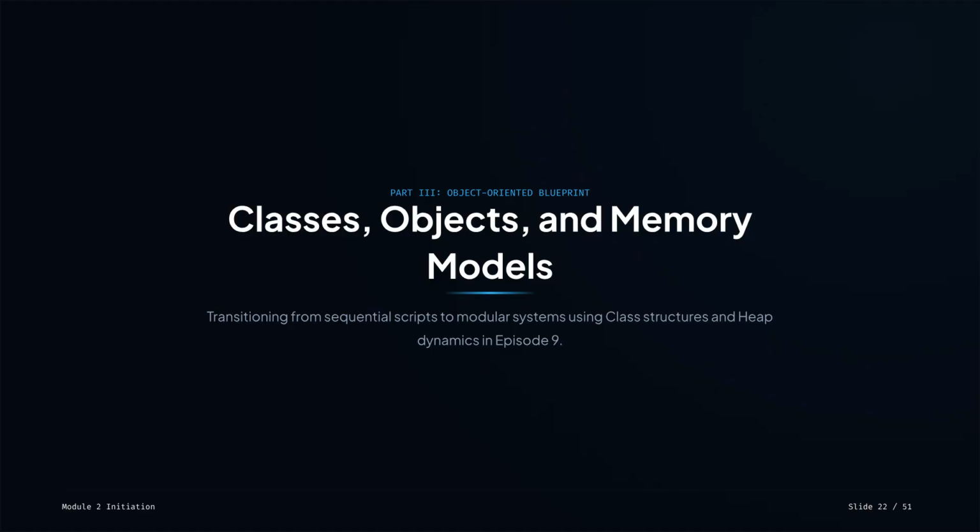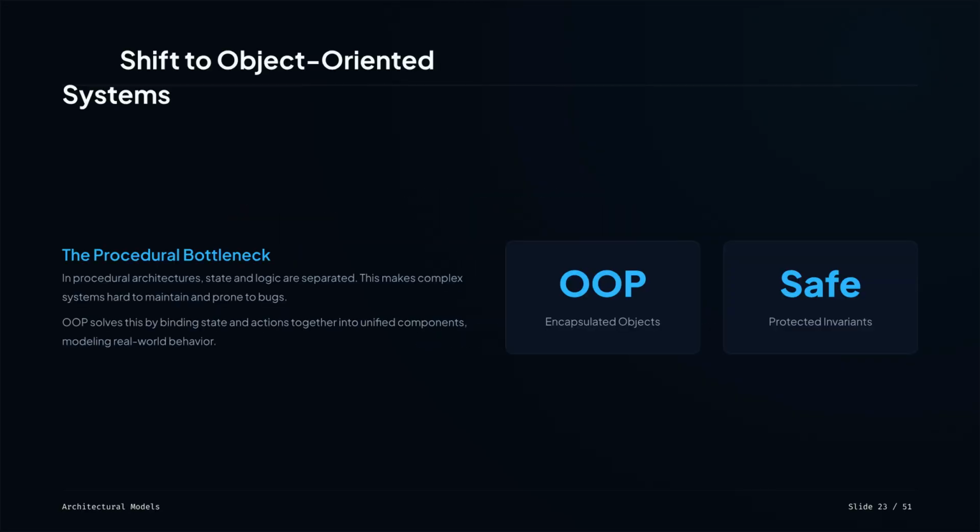We are now transitioning into part 3, the object-oriented blueprint. This module focuses on shifting from simple procedural scripts to modular systems, utilizing class structures, and understanding heap memory dynamics. Procedural architectures separate state from logic, which can become hard to maintain.